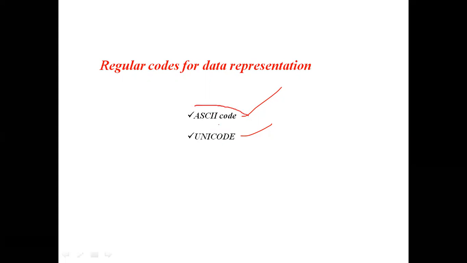Regularly, we are using this ASCII code. Along with the ASCII code, one more regularly used code is Unicode. The full form of Unicode is Universal Character Coding. These two are regularly used. Along with these two, many other codes are available for data encoding and decoding. But regularly, we are using ASCII code and Unicode, Universal Character Coding. ASCII is the American Standard Code for Information Interchange.